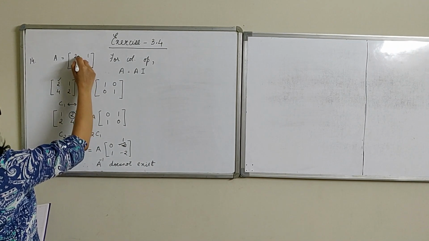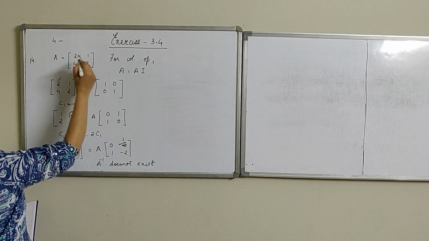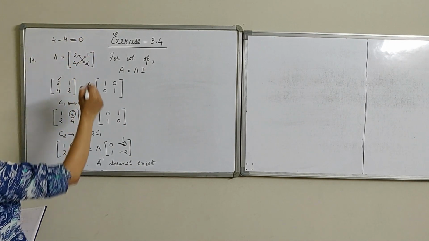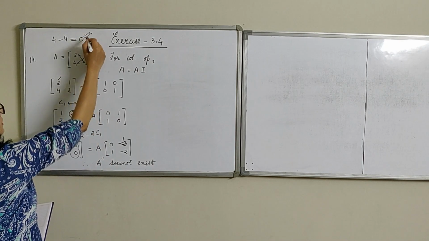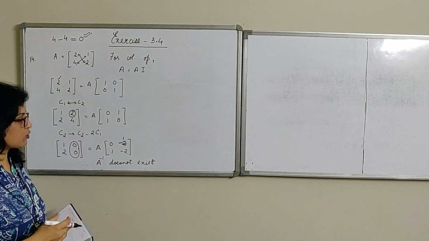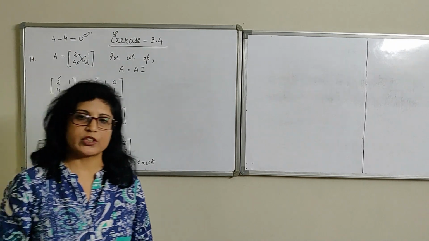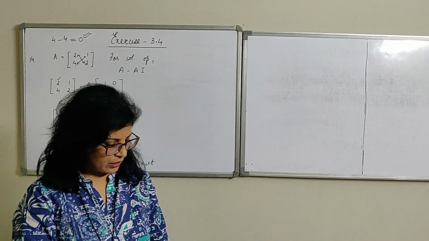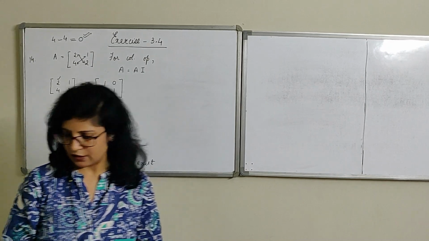You could have checked it in the beginning also. 2 into 2, 4, minus this product which is 4. This difference is coming out to be 0. So this indicates that the inverse of the matrix will not exist, which after column operations we have found so. So next we are going to take up question number 17.